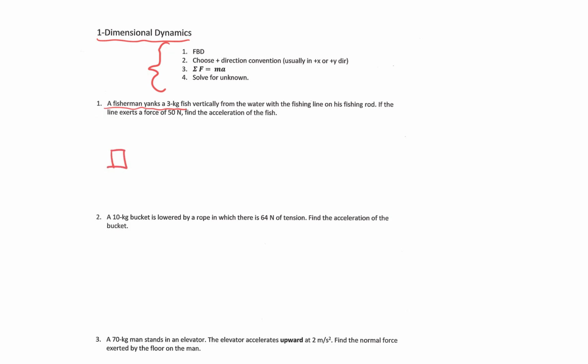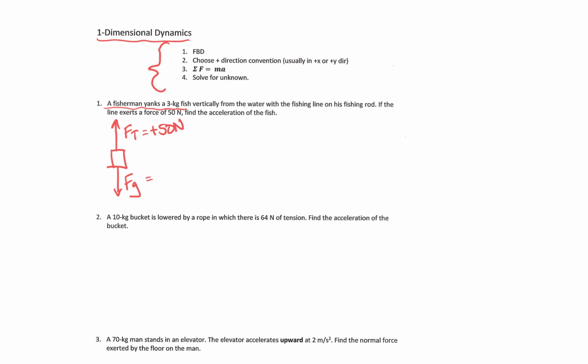So let's draw a free body diagram. So we've got a fish. We've got a fishing line, so that must have a tension in it. And that fish has a weight. It has a force of gravity. It's being pulled down by Earth. And we keep reading the problem and we find out that the force of tension is 50 newtons. It's upward, so it's a positive 50 newtons.